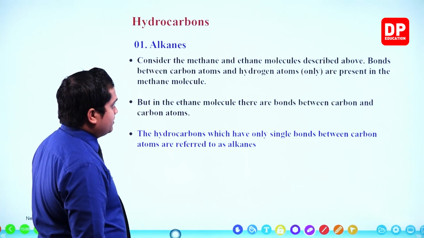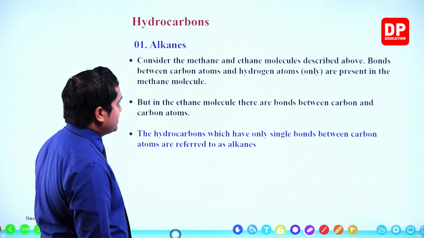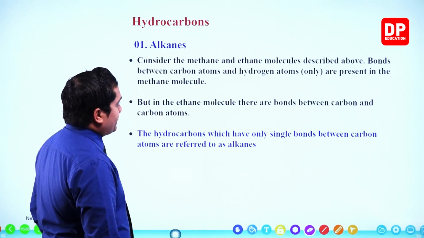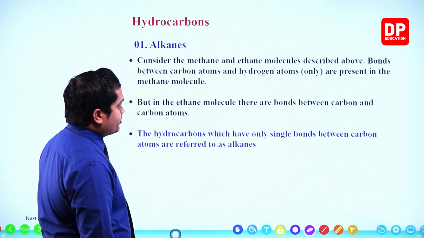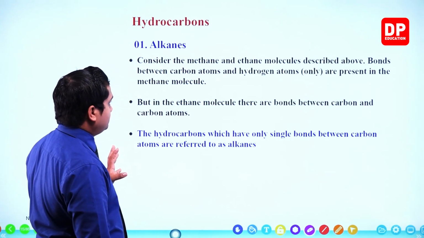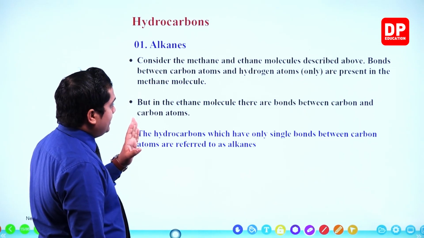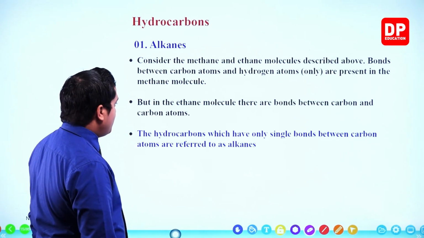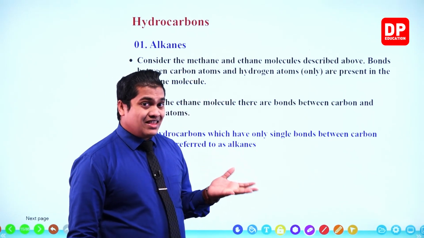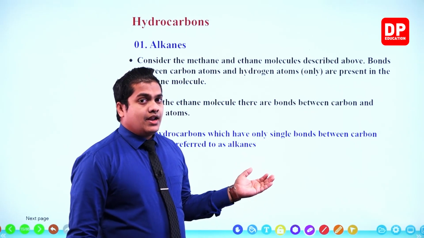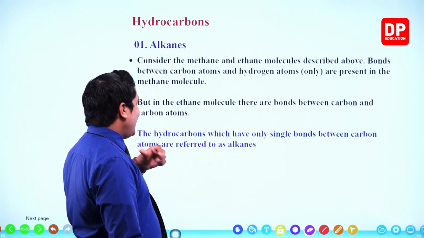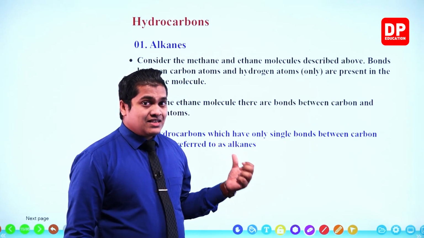Consider the methane and ethane molecules described above. Bonds between carbon atoms and hydrogen atoms only are present in the methane molecule, right? So the bond between atoms of hydrogen and carbon, my dear children, is the only one present in the methane molecule. But in the ethane molecule, there are bonds between carbon and carbon atoms. So when you are observing the methane molecule, there are only carbon and hydrogen bonds. However, when you are observing the ethane molecule, there are bonds between carbon atoms as well as between carbon and hydrogen atoms.